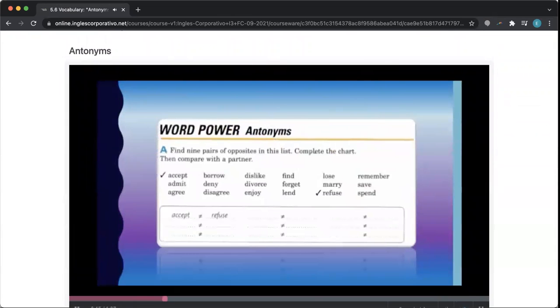Accept, admit, agree, borrow, deny, disagree, dislike, divorce, enjoy, find, forget, lend, lose, marry, refuse, remember, save, spend.